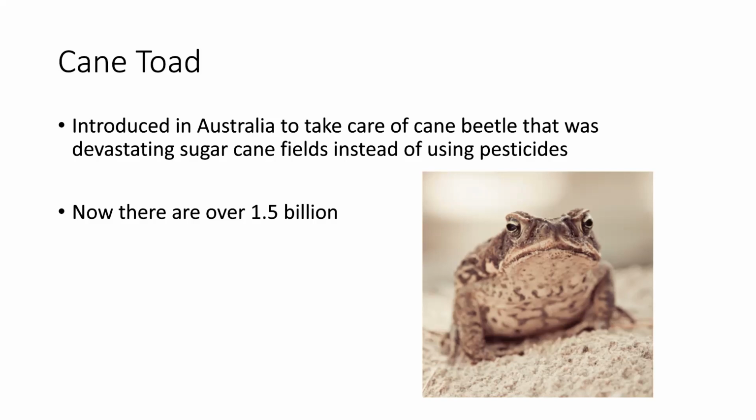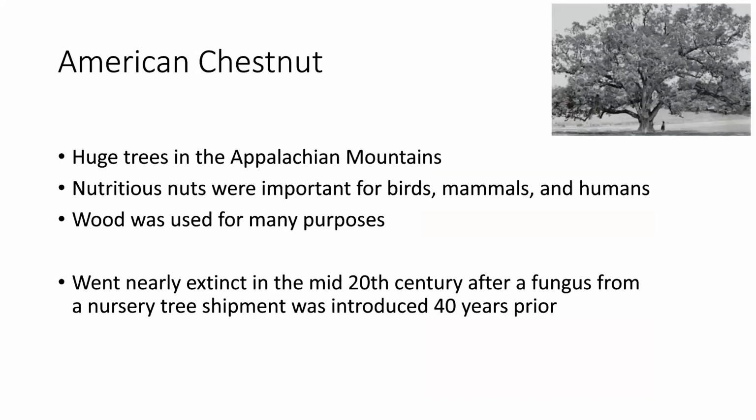And ultimately what happened was the cane toad wound up reproducing uncontrolled, and now in Australia there are over 1.5 billion of these things. So with these invasive species, in this case they purposely introduced it, but then it got out of control, and now it's at 1.5 billion, so it really got out of hand quick. Other ones are less intentional or completely unintentional.